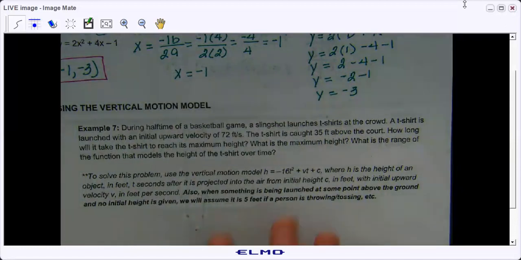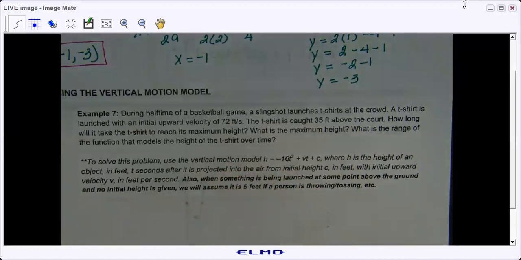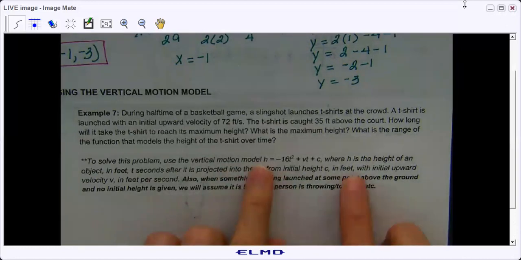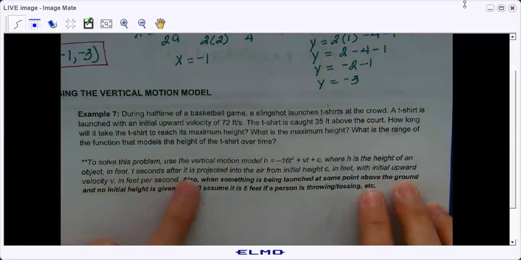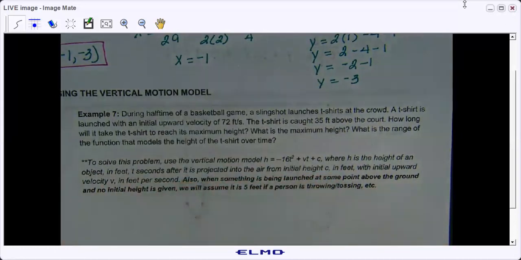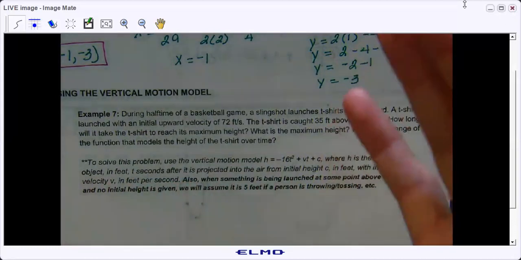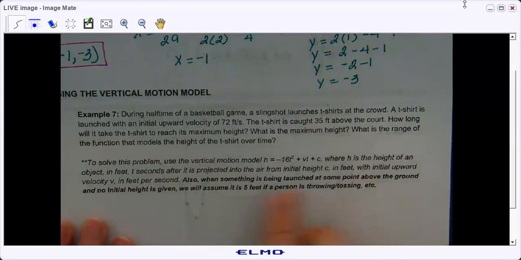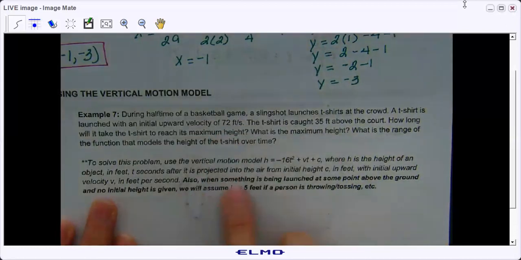So to solve this problem, use the vertical motion model h equals -16t squared plus vt plus c, where h is the height of an object, so where it is at a certain time, in feet after t seconds. It is projected into the air at an initial height of c. So that part is what we already have been working with in 8-1. We've already worked with time and with the initial height. What we haven't worked with is the second point, our initial velocity.